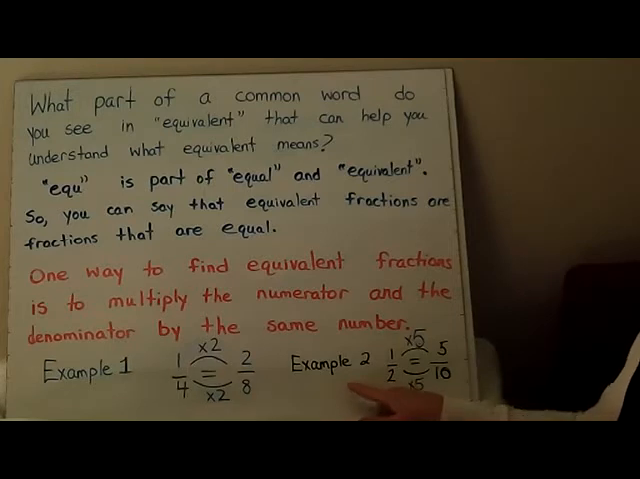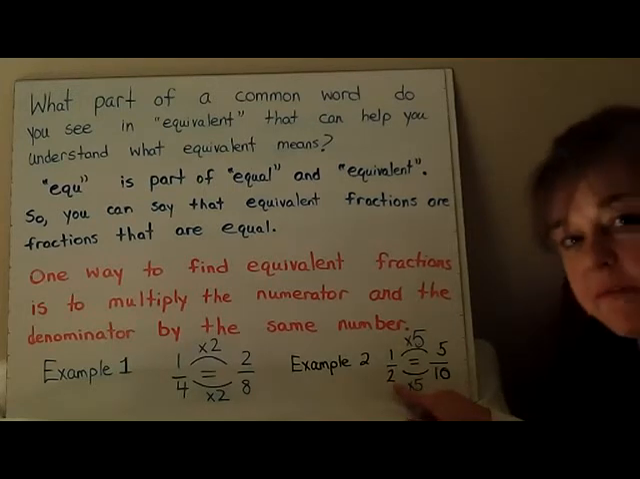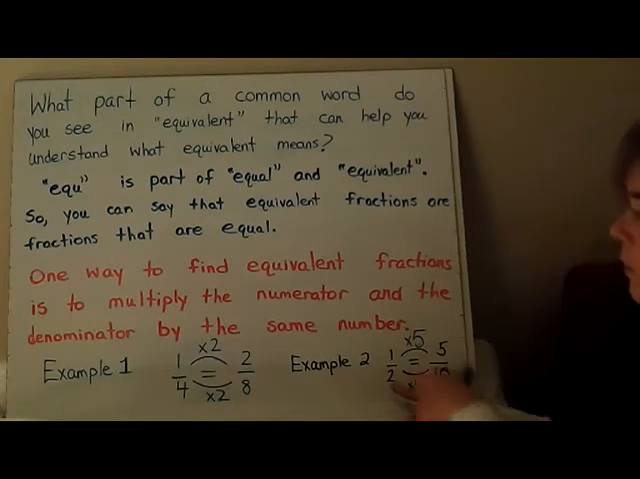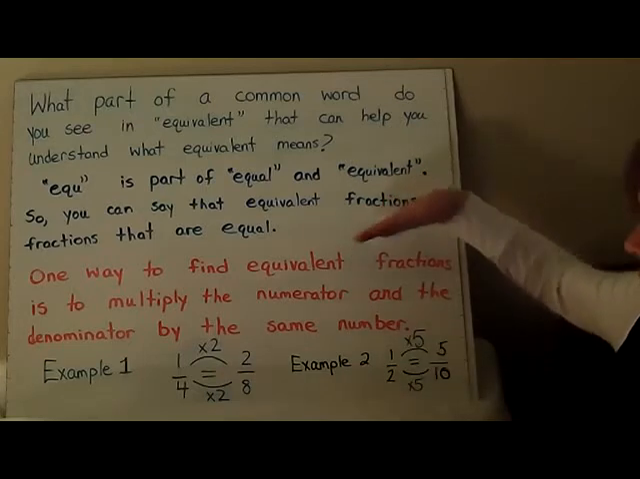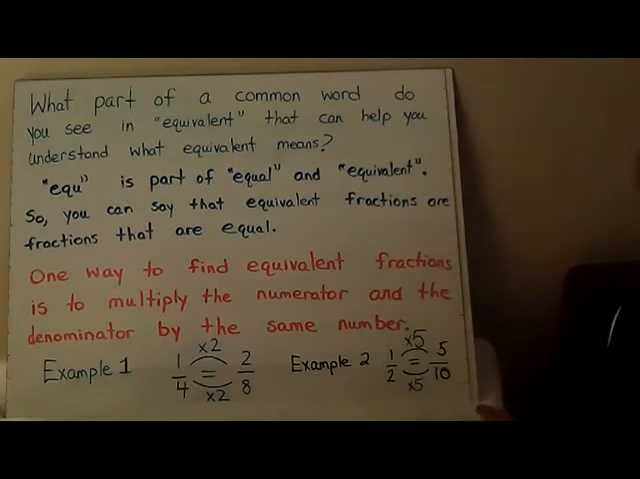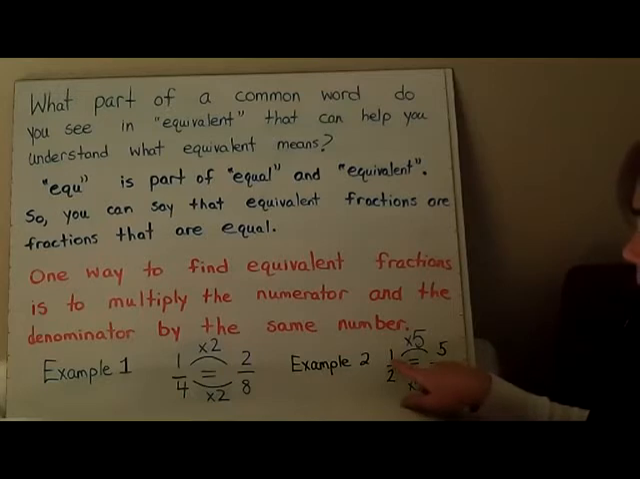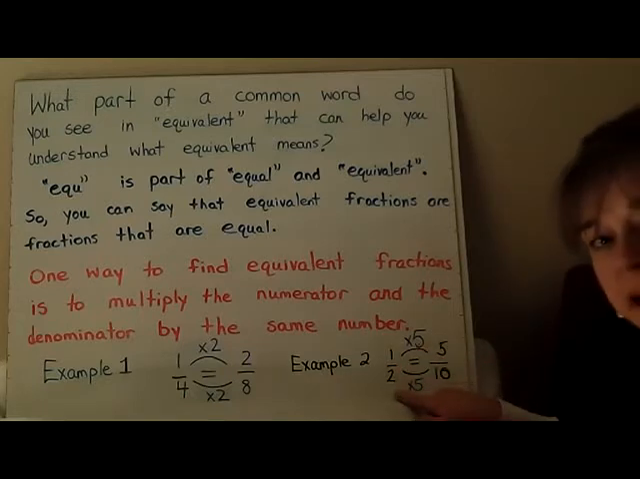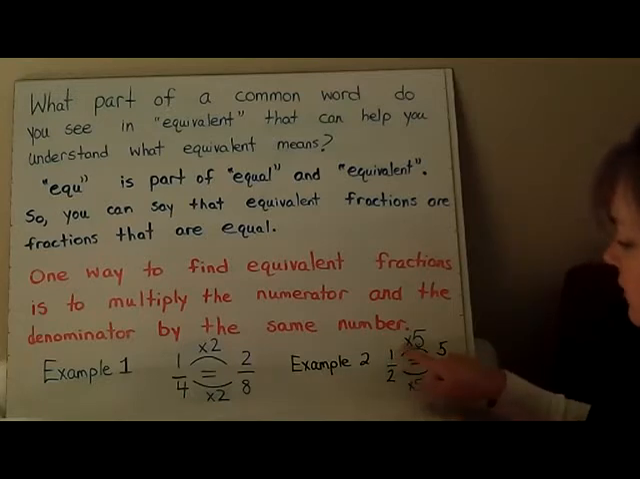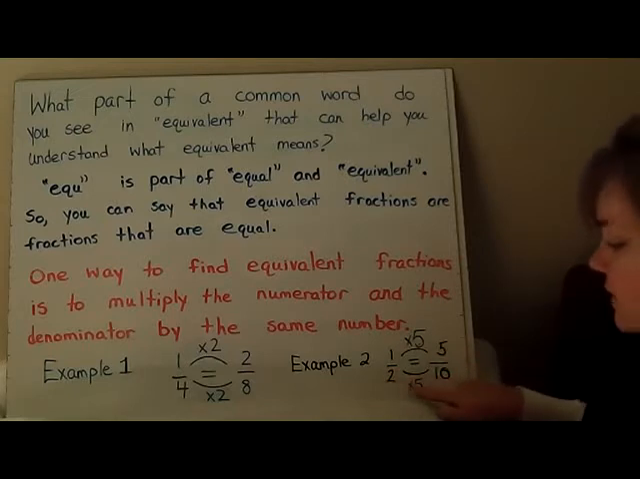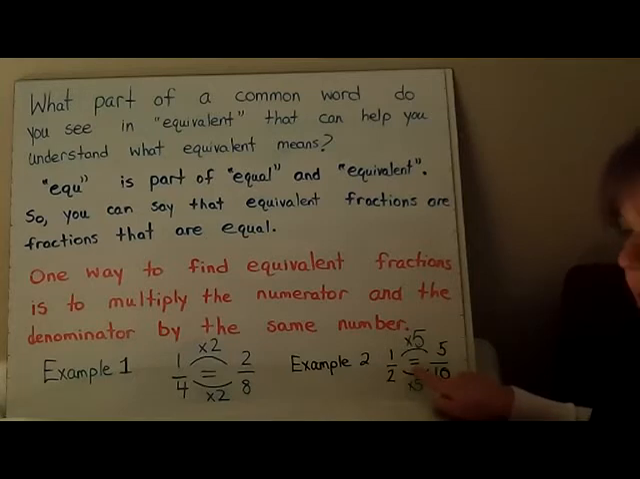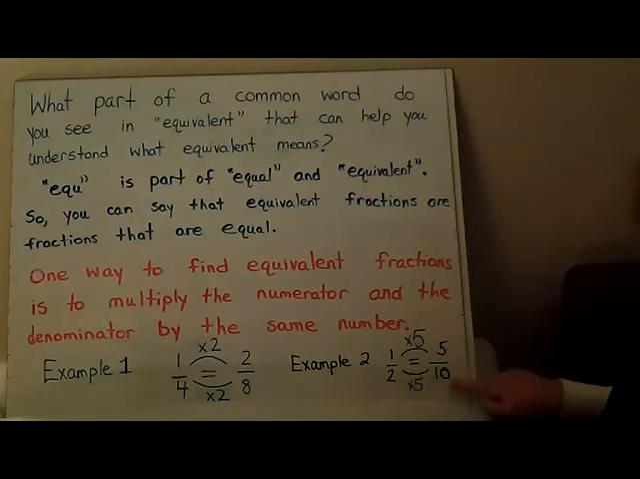Example 2. We have the fraction 1/2. I can choose any number. Let's say 5. If I multiply the top by 5, I have to multiply the bottom by 5. 1 times 5 is 5. 2 times 5 is 10. That means that 1/2 is equivalent to 5/10.